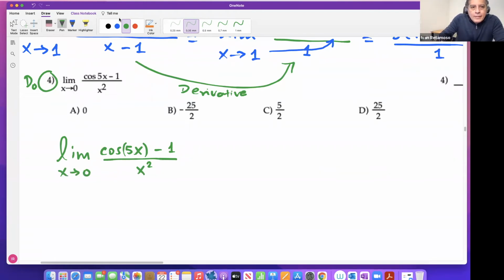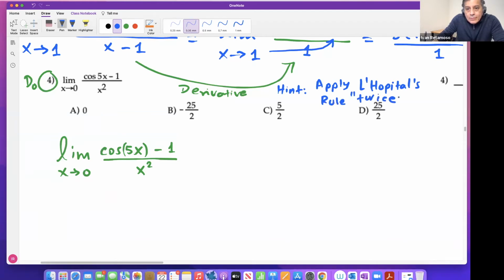Hint. I'm going to give you a hint here. Hint: apply L'Hopital's rule twice. One will not be enough. You will see when you try.